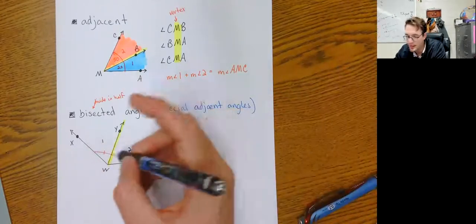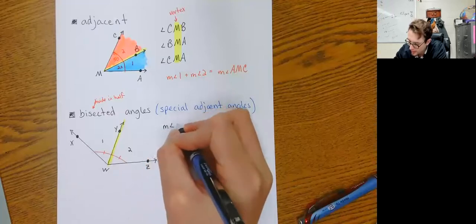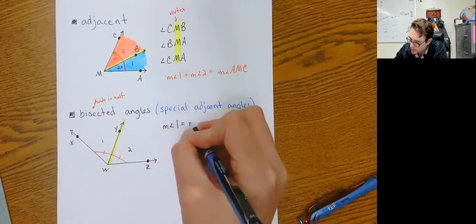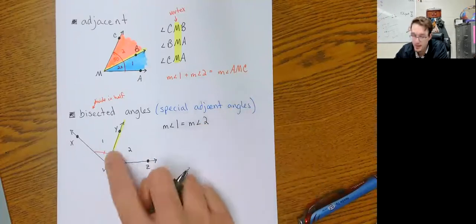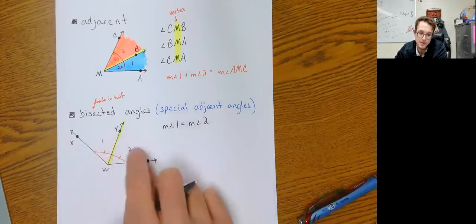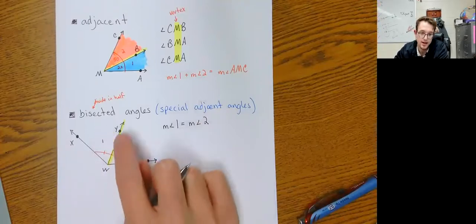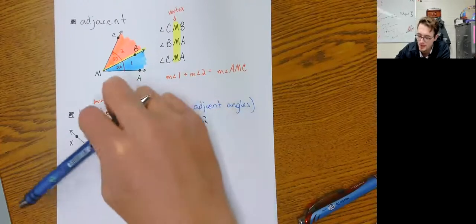So if I'm getting two congruent angles, that actually means that the measure of angle 1 is equal to the measure of angle 2, because they're both halves, right? 50% is equal to 50%. A half is equal to a half. So if I know that an angle's been bisected, I know that this half is equivalent to this half.